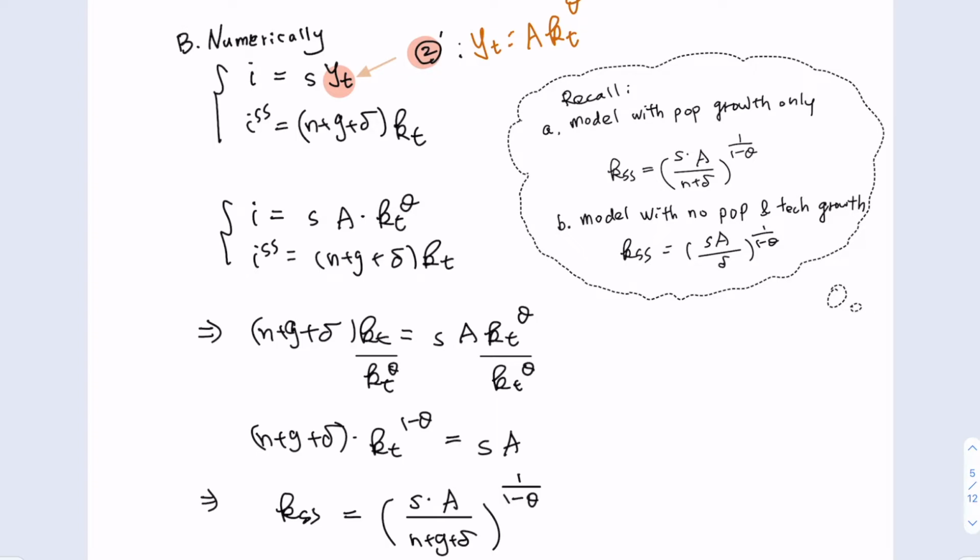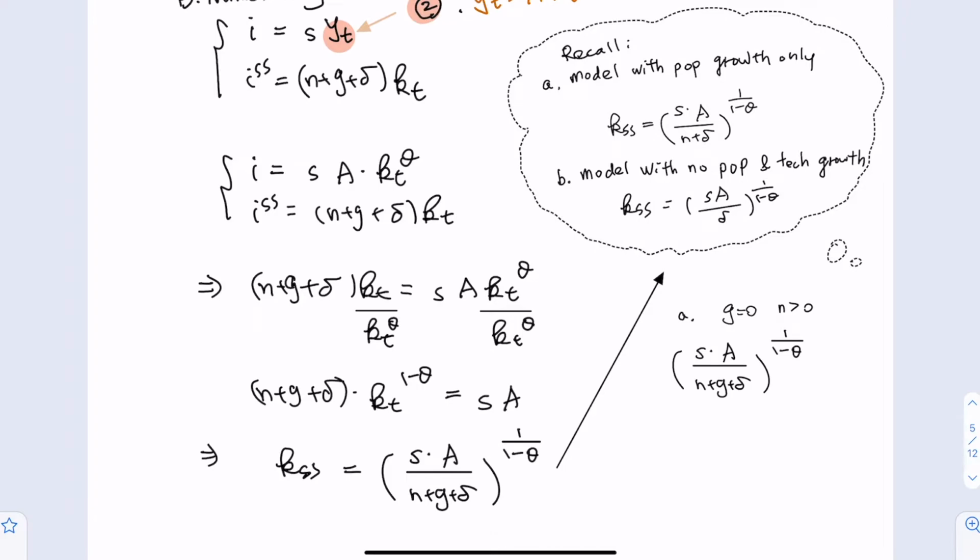So then how to link the result we get from the model with population growth and technological growth to our earlier results? Well, for the first case, if there is no technological growth, we look at the results from the model with population growth and technological growth, we know that we can cross out the g, and then we are going to have the result exactly as what we got before. Similarly, to look at the second case, when there is no population growth and no technological growth, we can assume both g and n equal 0.